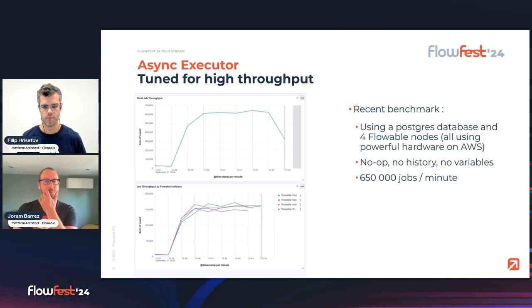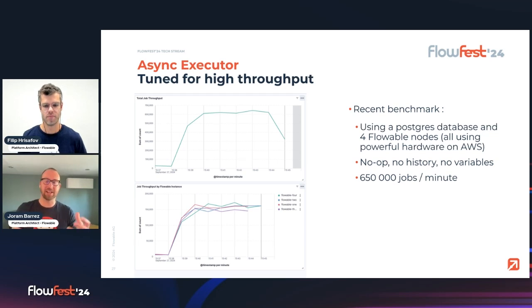Now, this is again from that benchmark. Just to give you some rough ideas, I know the numbers are readable, but I'll just tell you them. This was using AWS, a really beefy 4 Flowable nodes, and basically no op, no history, no variables, just to measure the raw throughput of the async executor. What is the minimal, or let's say the maximal, thing it could do? You see here 4 nodes. They're all doing very well, and in total this whole setup was doing close to 650,000 per minute, which is 11,500 plus jobs per second. So this thing is fast, right?